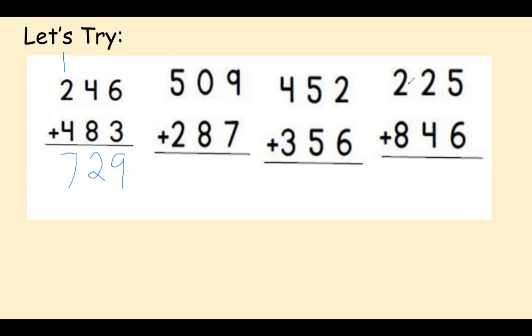I want you guys to try these 3 on your own and notice how they're lined up by place value, notice how they're lined up vertically, so that it makes it easier for us to add. And sometimes I'll even draw lines between the place values. If that helps you, you can do that. Just so that you can really see these are the ones, these are the tens, these are the hundreds when you're adding. So go ahead and add those. All right, so hopefully you paused the video and you solved 509 plus 287. You should have solved 452 plus 356 and 225 plus 846. Let's see what you got.